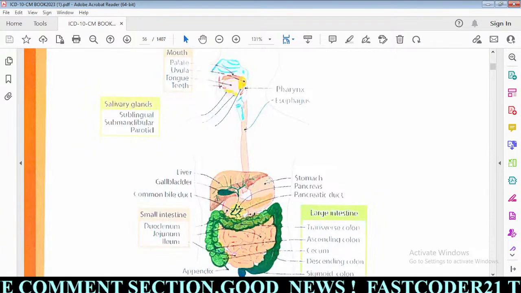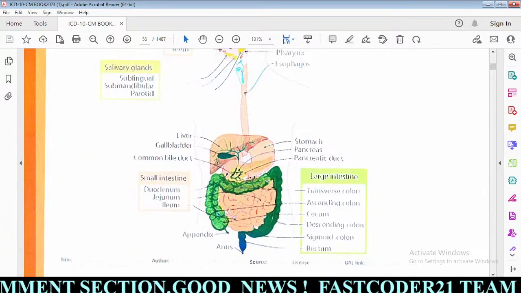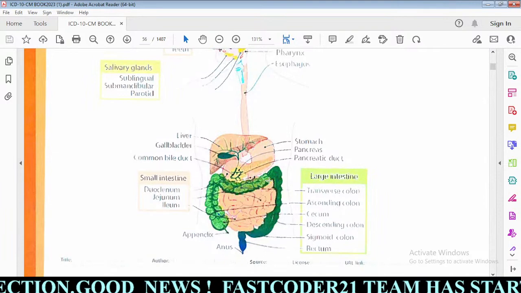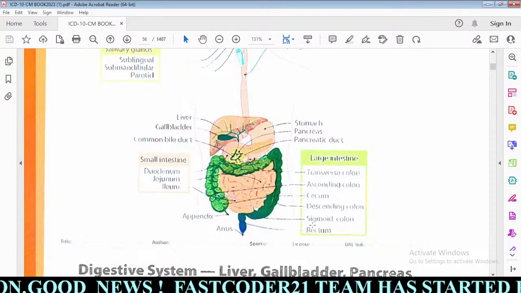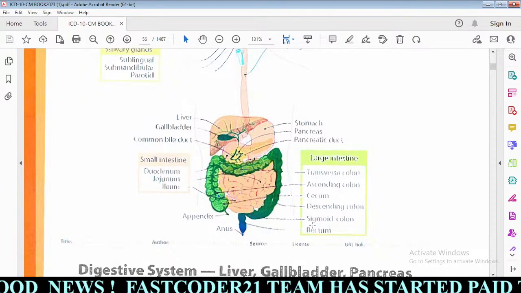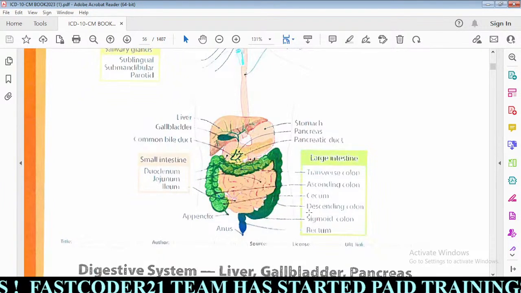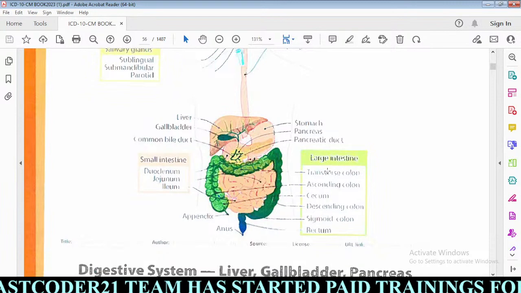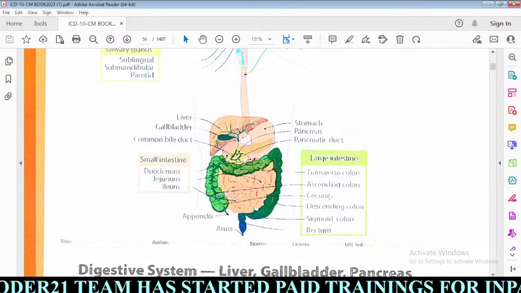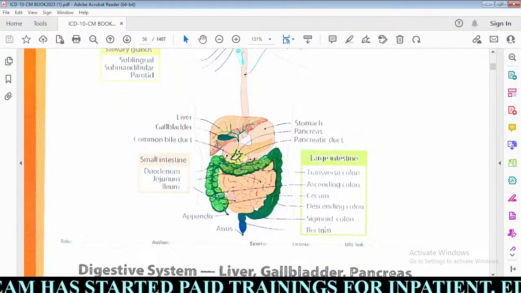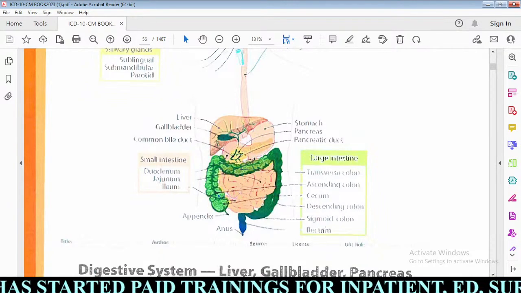Yeah, we need to check Vishwanath. See here, for example, if you have any question related to large intestine and you don't know what the parts of large intestine are, you can check this illustration here. Large intestine includes transverse colon, ascending colon, cecum, descending colon, sigmoid colon, rectum. So using this, you can directly write the answer.